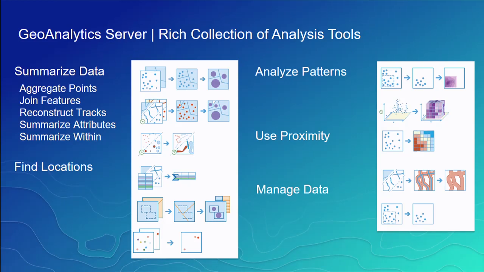Reconstruct tracks, I showed that one. So reconstructing points into lines. Summarize attributes is your summary statistics, so it's creating a tabular output. There's no spatial output here, but you can use spatial data as the input. And summarize within is similar to aggregate points, except you can summarize points, lines, or polygons within polygons. And you can calculate the proportional lines or polygons area within those polygons.